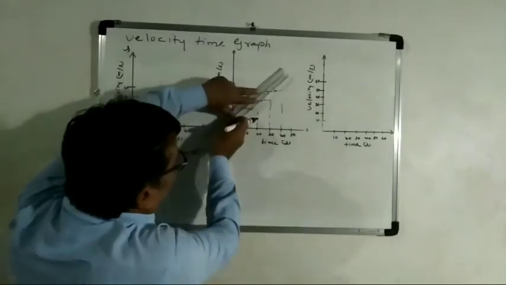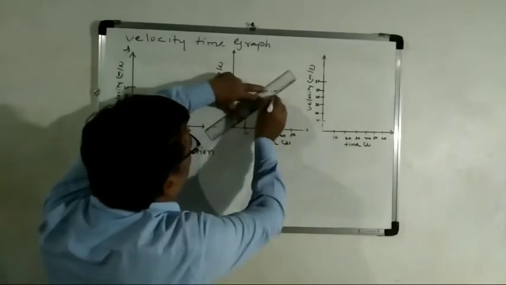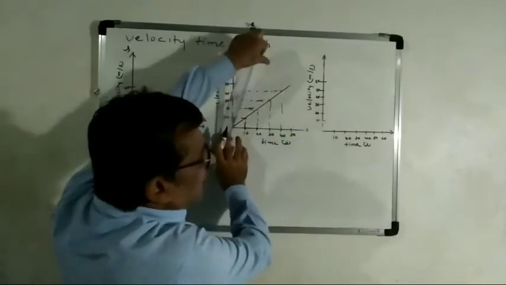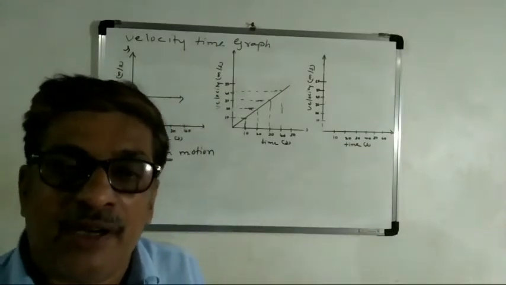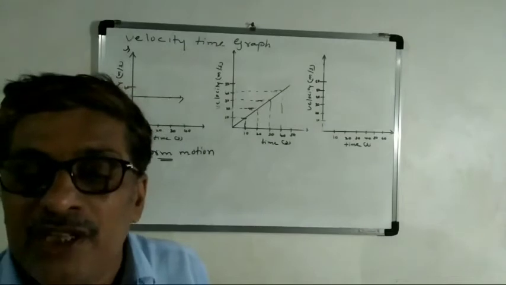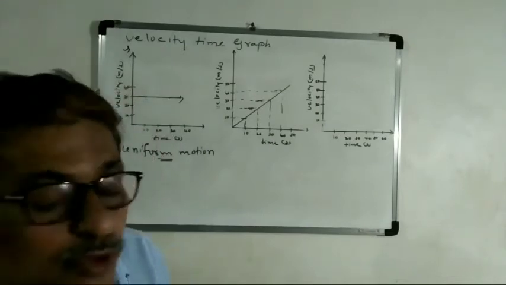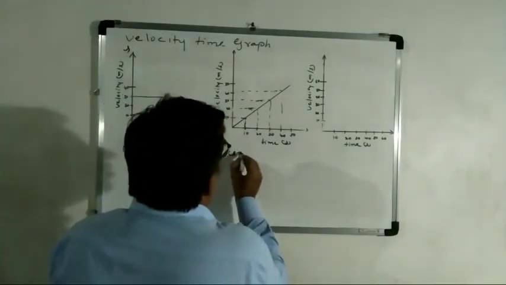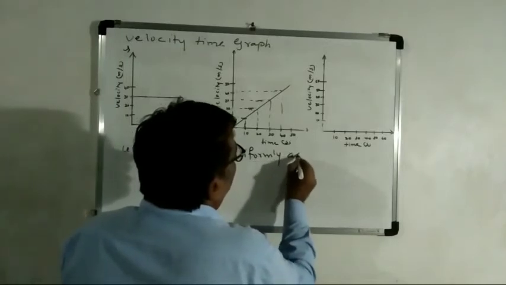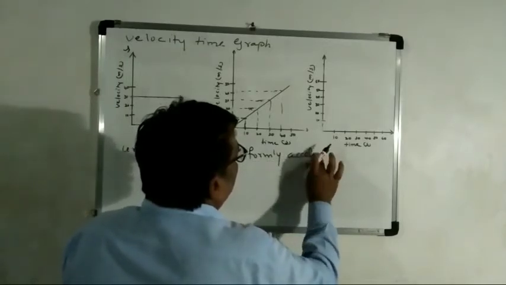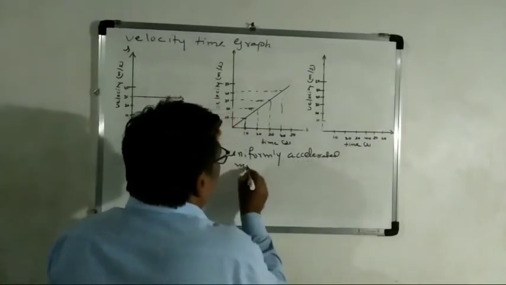Now, if you join these points, you get a straight line graph. For 10 seconds, 10 meter, next 10 seconds, 20 meter. Join these points, you get the straight line graph. Such a graph is said to be uniformly accelerated motion.